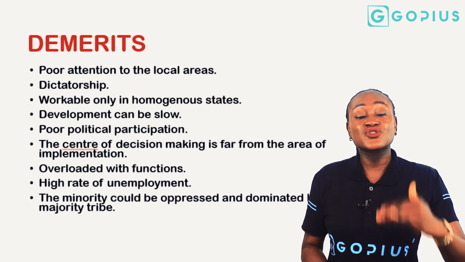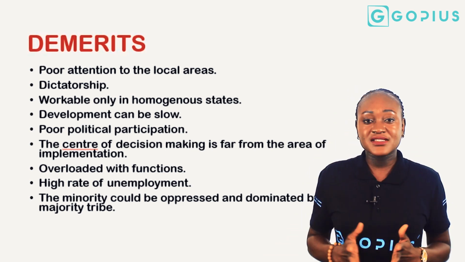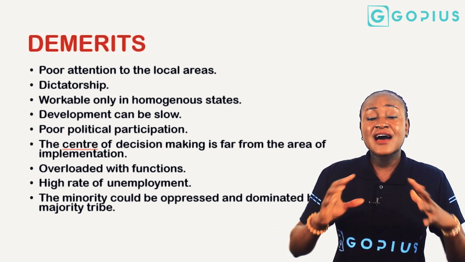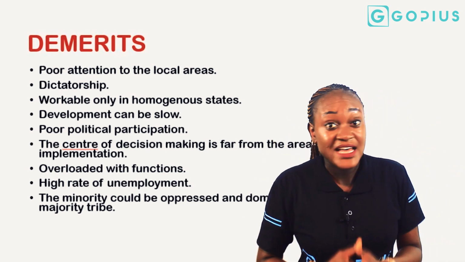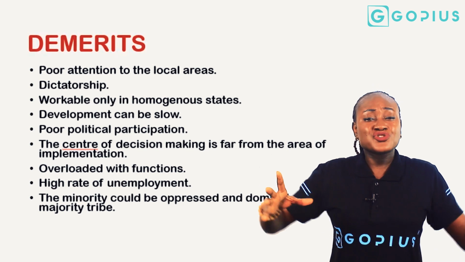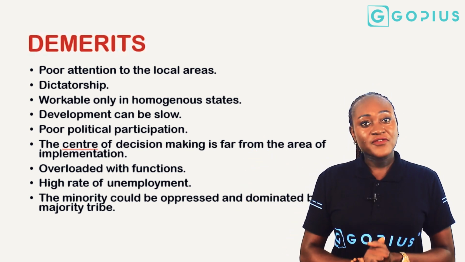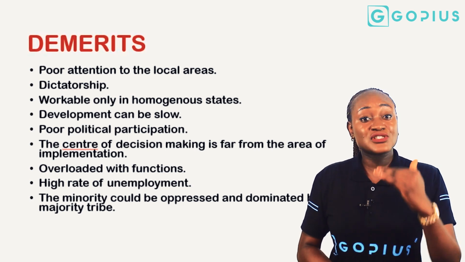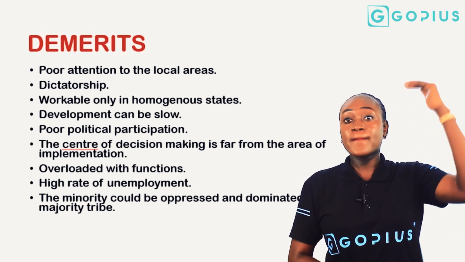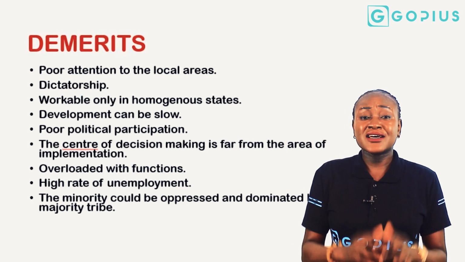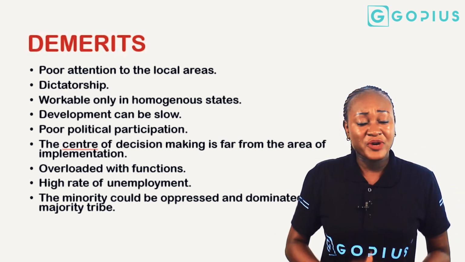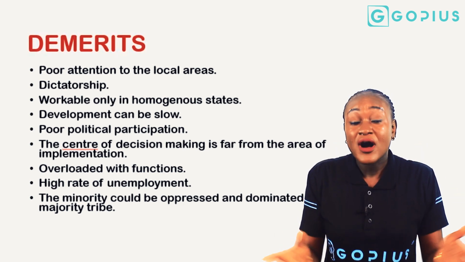And this system is only workable in homogeneous states. So countries that have too many ethnic tribes like Nigeria, countries that are so large in population would not need this kind of government. Development can be slow because everything goes from up down. And then there is no political participation because the people are just there.